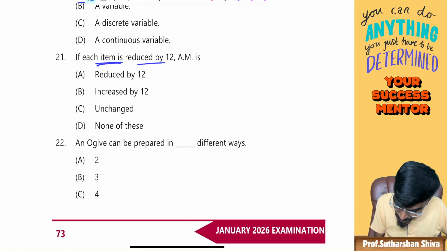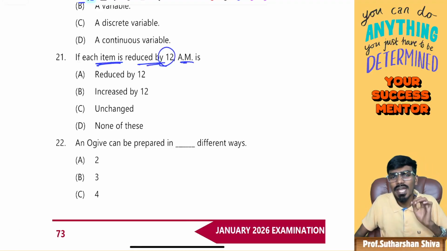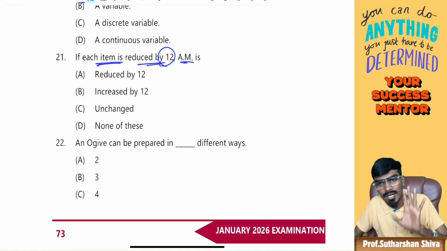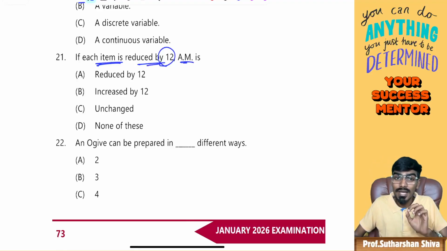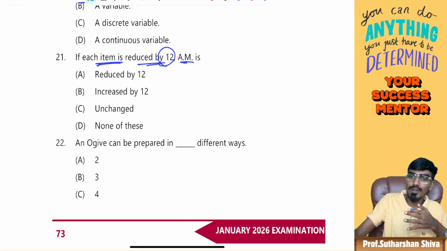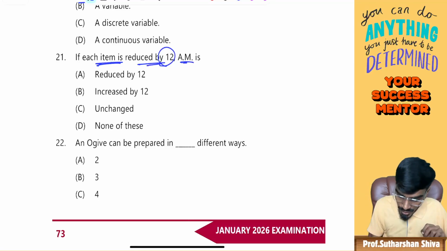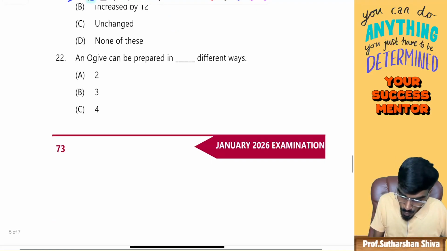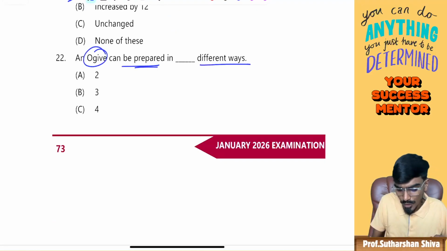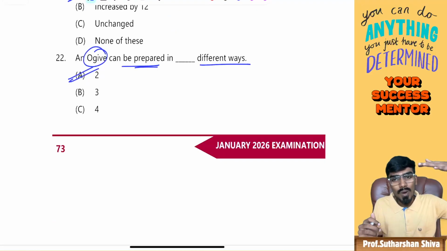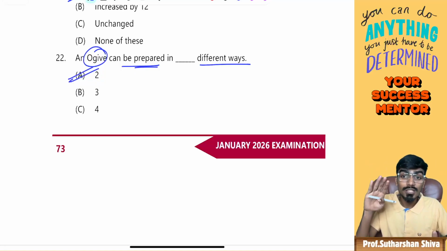If each item is reduced by 12, AM is nothing but arithmetic mean. What is it, guys? It is nothing but change of scale and shift of origin. AM will be affected by both shift of origin as well as change of scale. So if any item is reduced by 12, my AM will also be reduced by 12. And ogive can be prepared in two different ways: one is less than ogive and the next one is more than ogive.